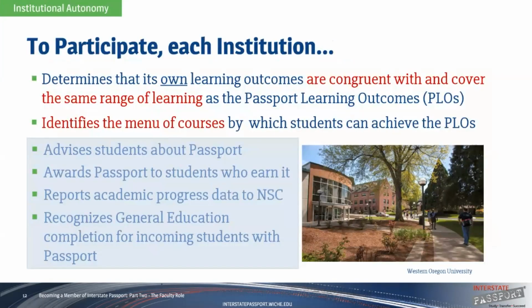Then, in order to participate, each institution determines that its own learning outcomes are congruent with and cover the same range of learning as the passport learning outcomes. Then it identifies the menu of courses by which students can achieve the passport learning outcomes. There are 4 more steps listed on this slide, which are handled by, or at least primarily the responsibility of, other areas of the institution, and will be covered in other videos. We are going to talk about the first 2 in the remainder of this video.